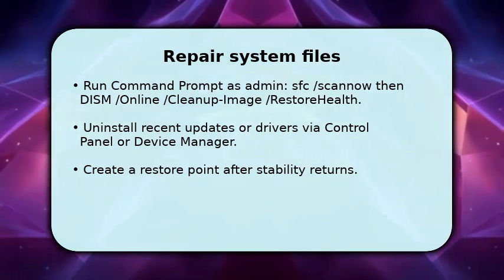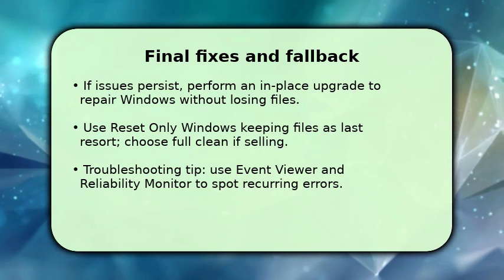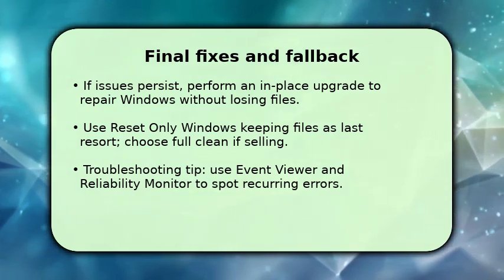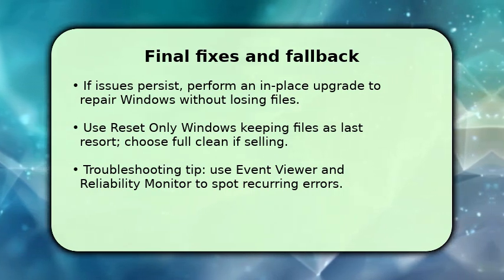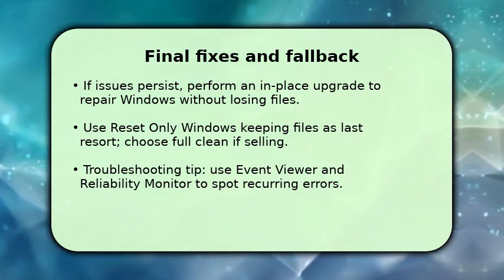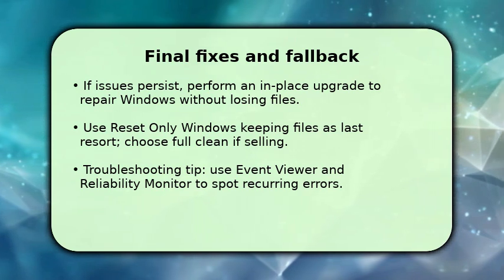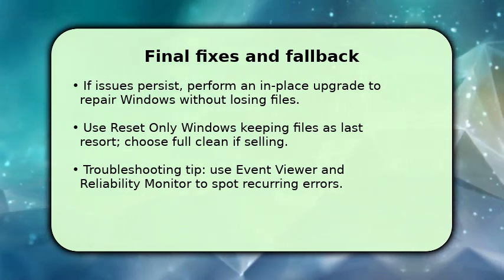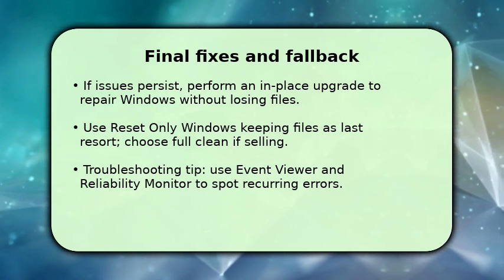Then test normal boot, and if repair tools don't solve it, do an in-place upgrade using the current Windows ISO to reinstall system files while preserving apps and data. This fixes deep corruption. If that still fails, use Reset and choose to keep your files, which reinstalls Windows and removes apps and drivers. Choose Full Clean only for resale.